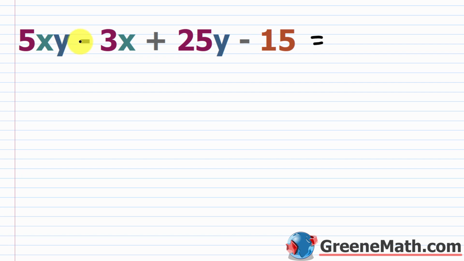In this case, even though you have two variables, you can still just take the first two as a group and the last two as a group. We don't need to rearrange anything. So 5xy minus 3x. And then plus, you'll have 25y minus 15.